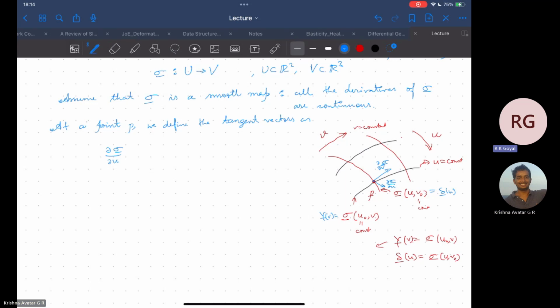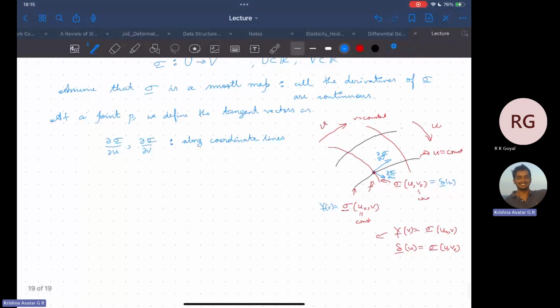Will there be any relation, direction-wise, between del sigma del v and del sigma del u? So there is where this definition comes in. We have these two tangent vectors. Of course, there are infinitely many tangent vectors, but we are particularly interested in these two, and the reason is both are formed along coordinate lines. So both of them are along coordinate lines.